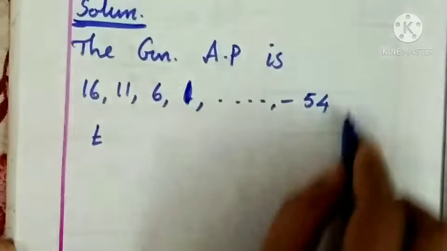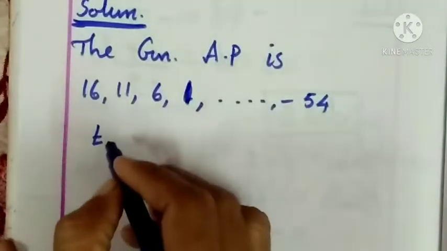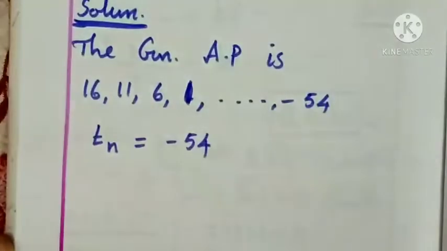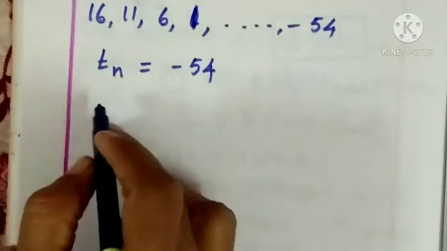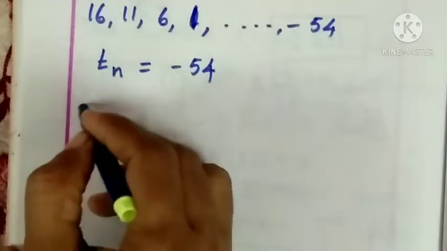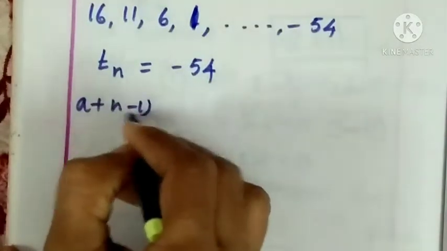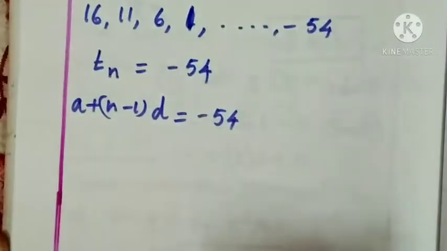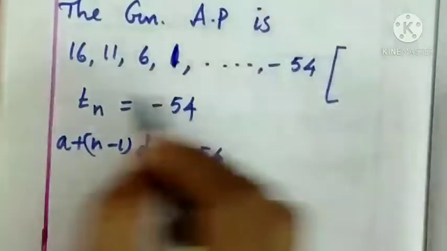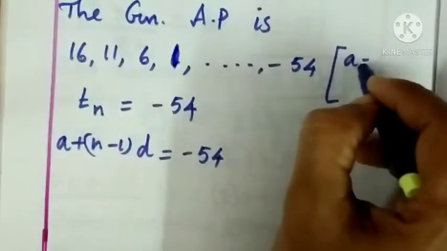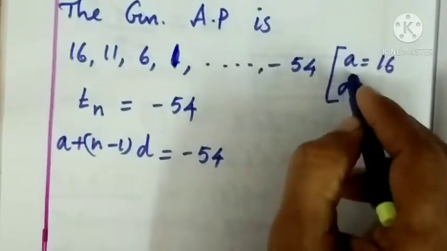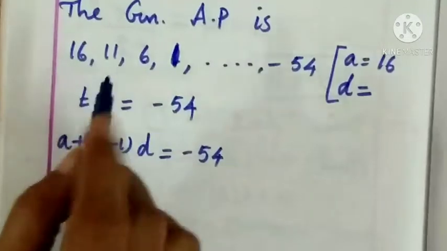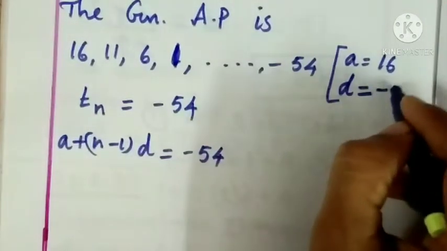We have to assume this number is the nth term, that is Tn is equal to minus 54. Then what is the formula for the nth term in an AP? Yes, a plus n minus 1 into d is equal to minus 54. Before that, you have to write the value of a. Here a is equal to 16. Then the common difference d is equal to 11 minus 16, then the answer is minus 5.